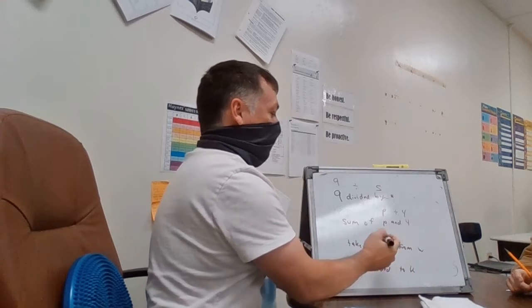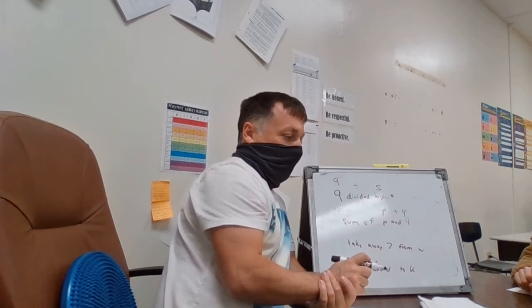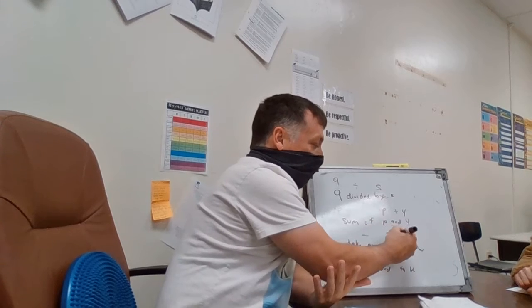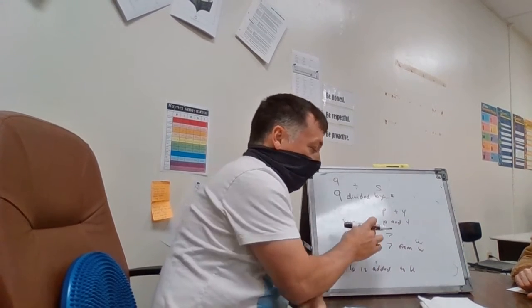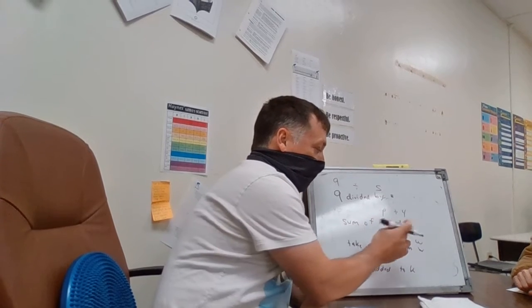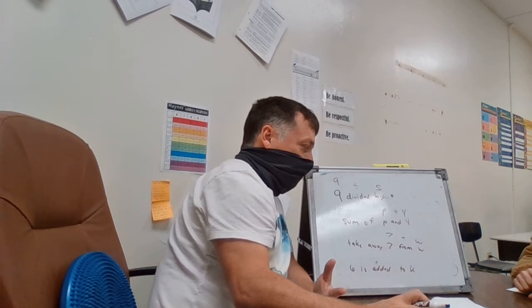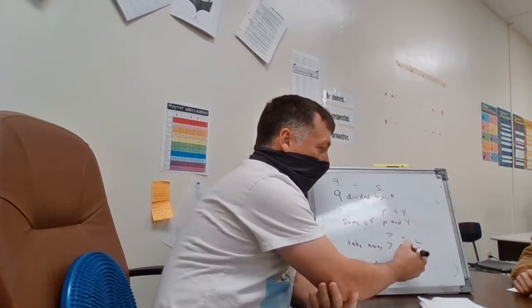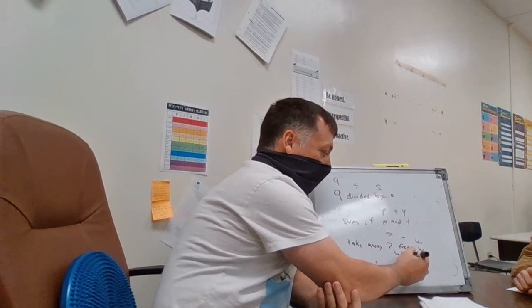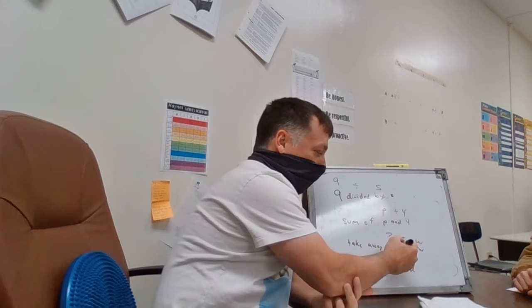So take away 7. What do you do when you take something away? Subtract. 7 from W. There again, we have to understand that the subtraction sign has got to go in between there. Now, technically that's wrong. You have to have something before you can take something away from it. So this is the correct answer.